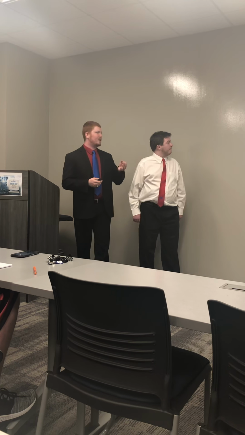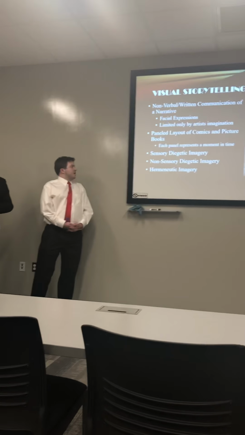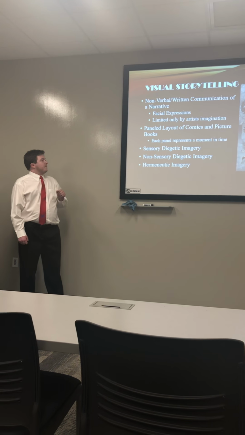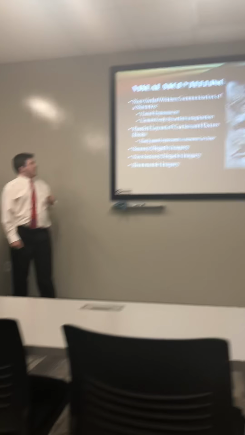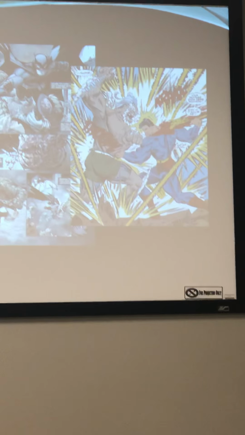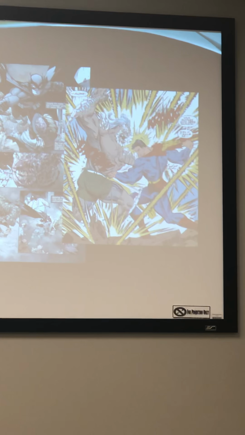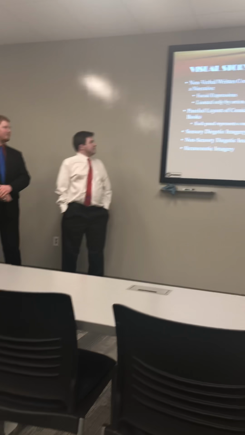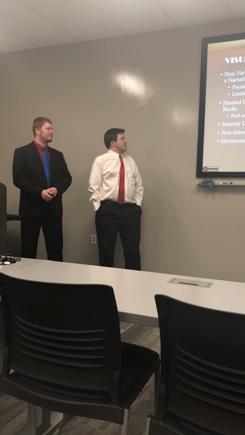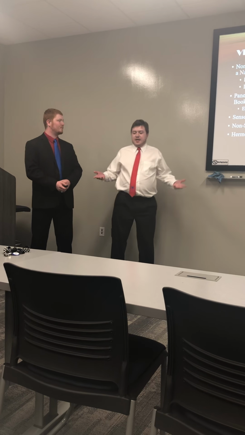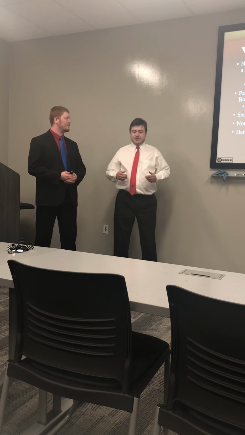There are also three different kinds of imagery that are employed in this. The sensory diegetic imagery: if you refer to the Superman comic to the right of the Batman comic, you will see that there are two action words, boom and crack. Those are good examples of sensory diegetic imagery. And then the non-sensory imagery is text boxes and speech bubbles and also thought bubbles.